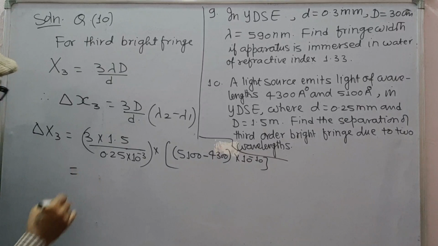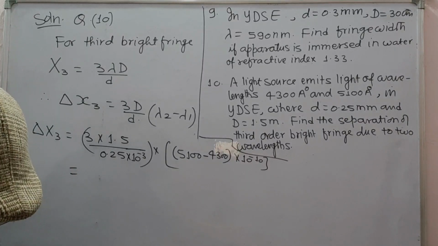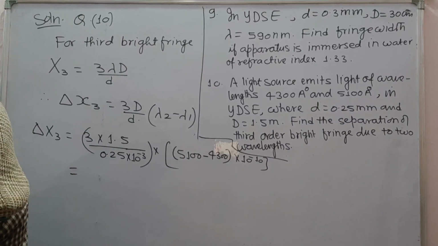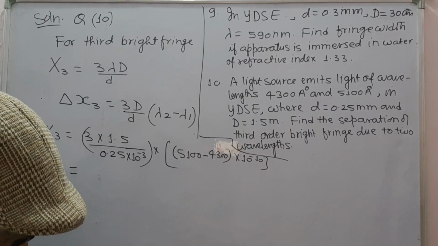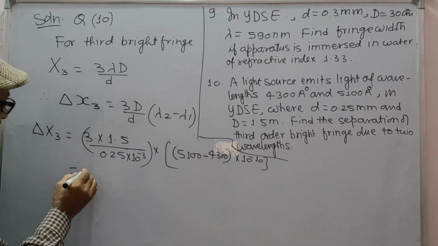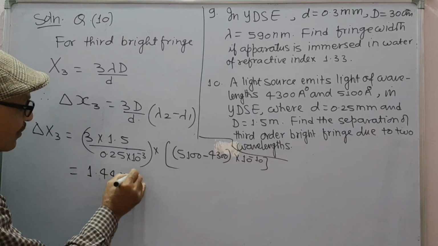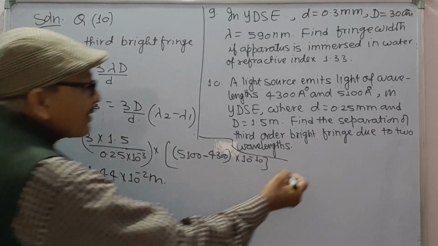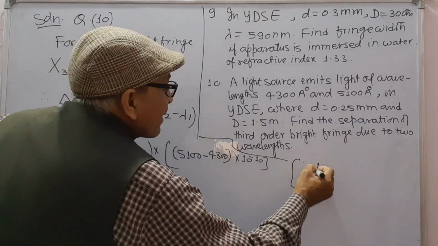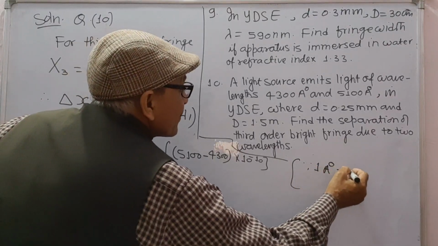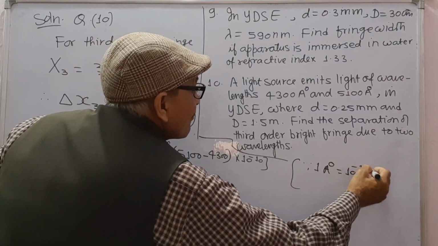So we get delta x3 as 1.44 into 10 to minus 2 meter, because 1 angstrom is equal to 10 to minus 10 meter.